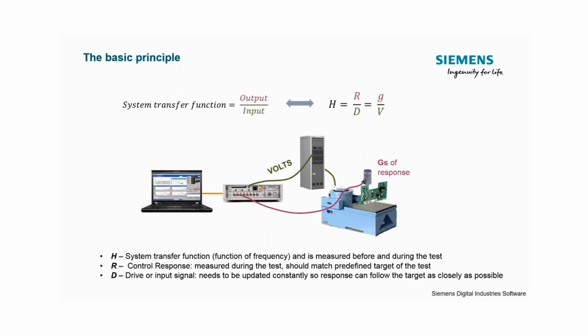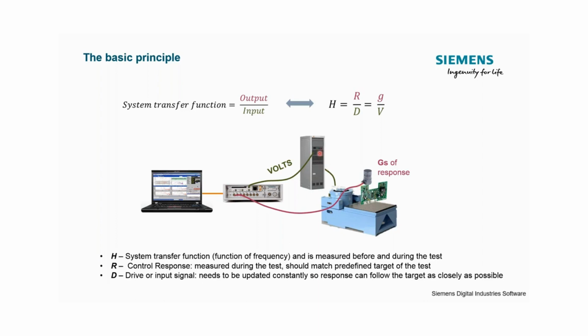So the basic principle here, again, we have our control system. Our system transfer function is going to be a measure of the output over the input. When we're thinking of output and input, we're going to think of it in terms of on the test structure or on the shaker. The shaker is going to have an input of volts, and the output of this system is going to be the g's of response. So depending on the test profile and the structural dynamics of the shaker and the test object, the drive is going to update to make sure that we stay within our profile.